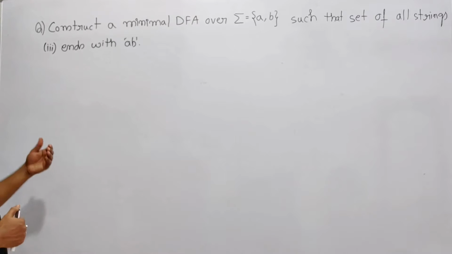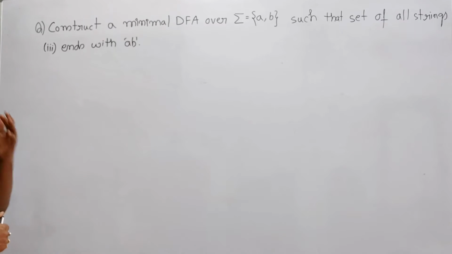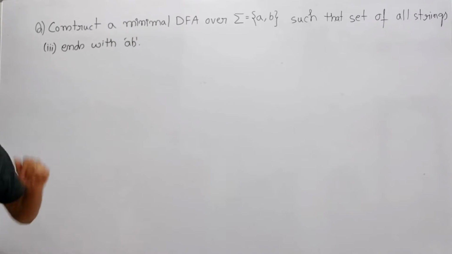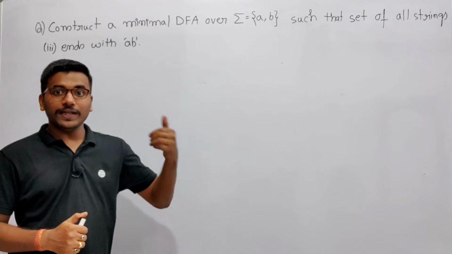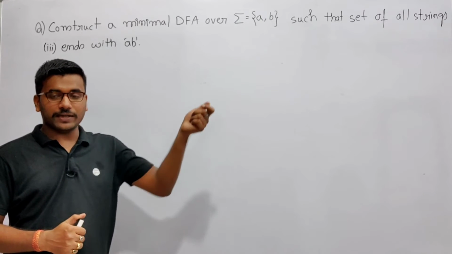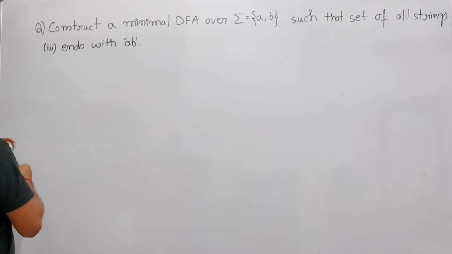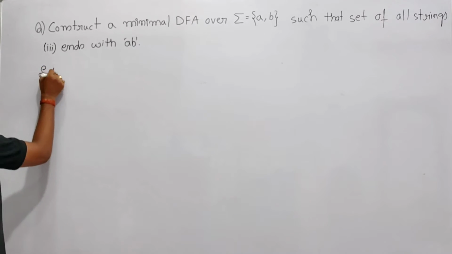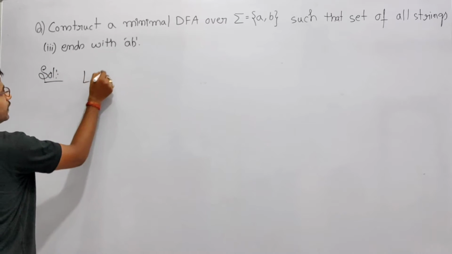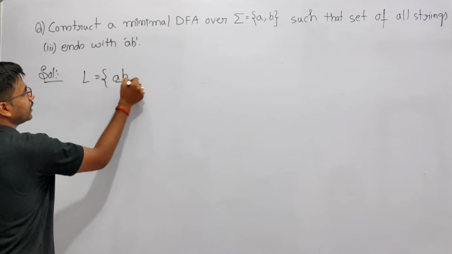Now see, construct a minimal DFA over sigma {A, B} such that the set of all strings ends with AB. So it starts with AB we have seen, containing AB we have seen. Now it should end with AB. So the language contains strings like AB. Now it ends with AB.